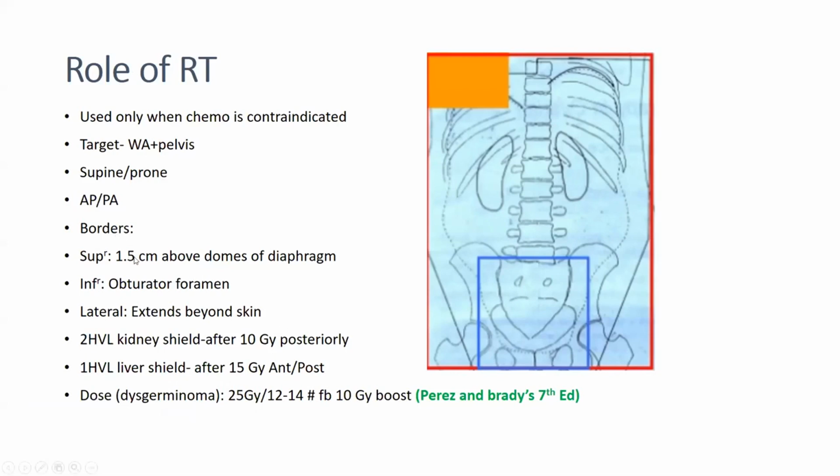These are the borders. Superior border is 1.5 centimeter above the dome of the diaphragm. Inferior border is the obturator foramen, and lateral border flashes into the air. Kidneys and liver should be shielded: kidneys after 10 gray and liver after 15 gray. For dysgerminoma, the dose is 25 gray in 12 to 14 fractions, followed by a 10 gray boost. It is not given for non-dysgerminoma because they are not radiosensitive.